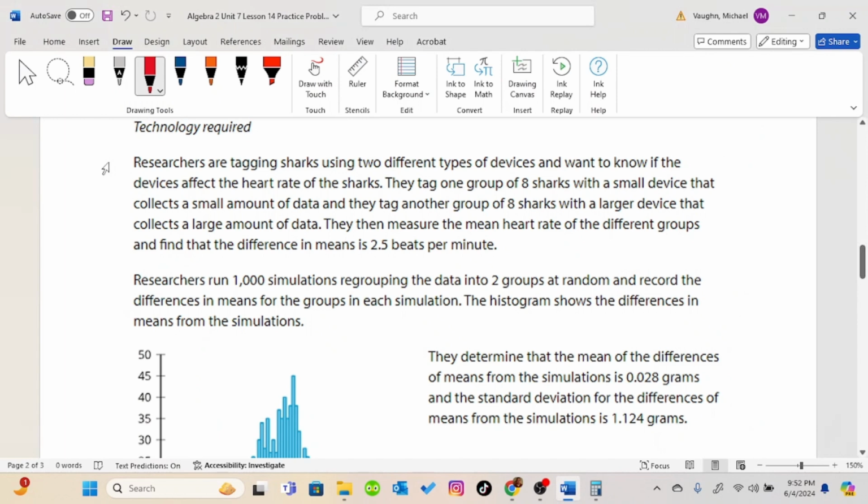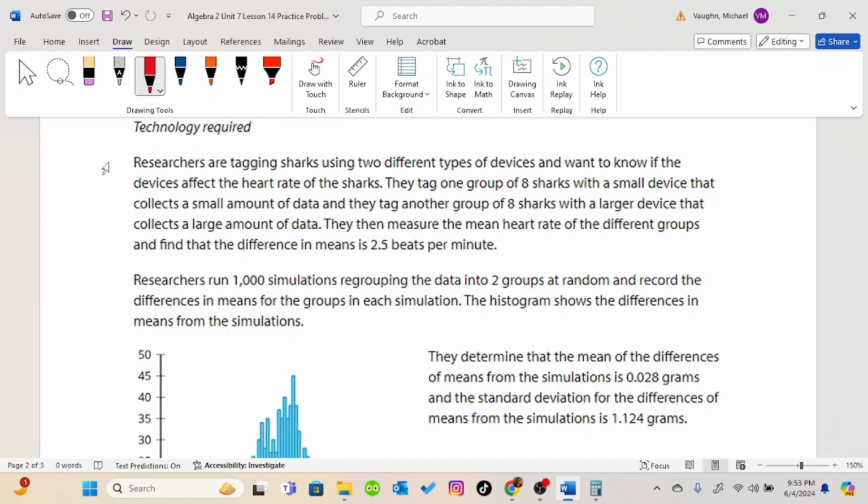It says researchers are tagging sharks using 2 different types of devices and want to know if the devices affect the heart rate of the sharks. They tag one group of 8 sharks with a small device that collects a small amount of data, and they tag another group of 8 sharks with a larger device that collects a larger amount of data. They then measure the mean heart rate of the different groups and find that the difference in means is 2.5 beats per minute.